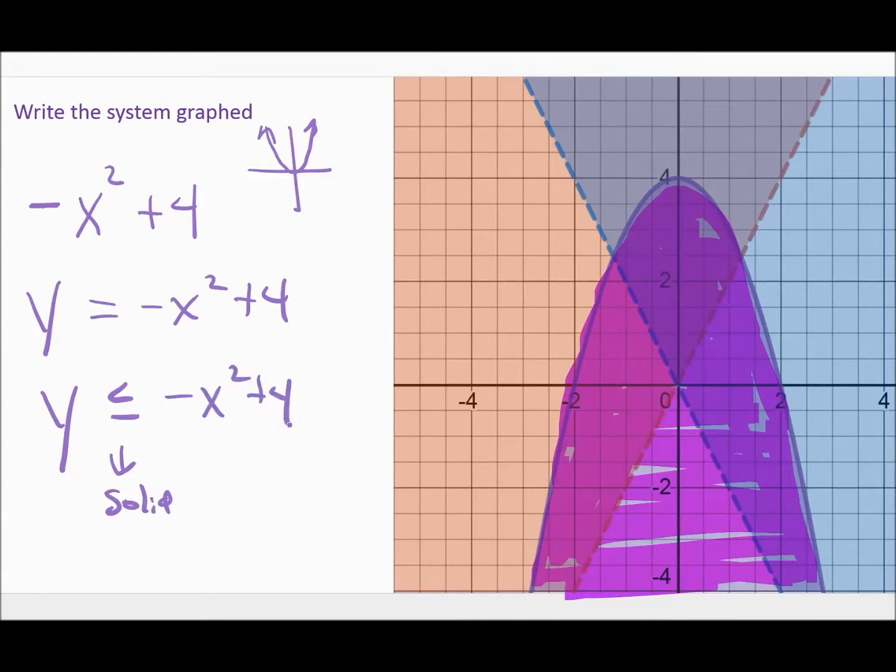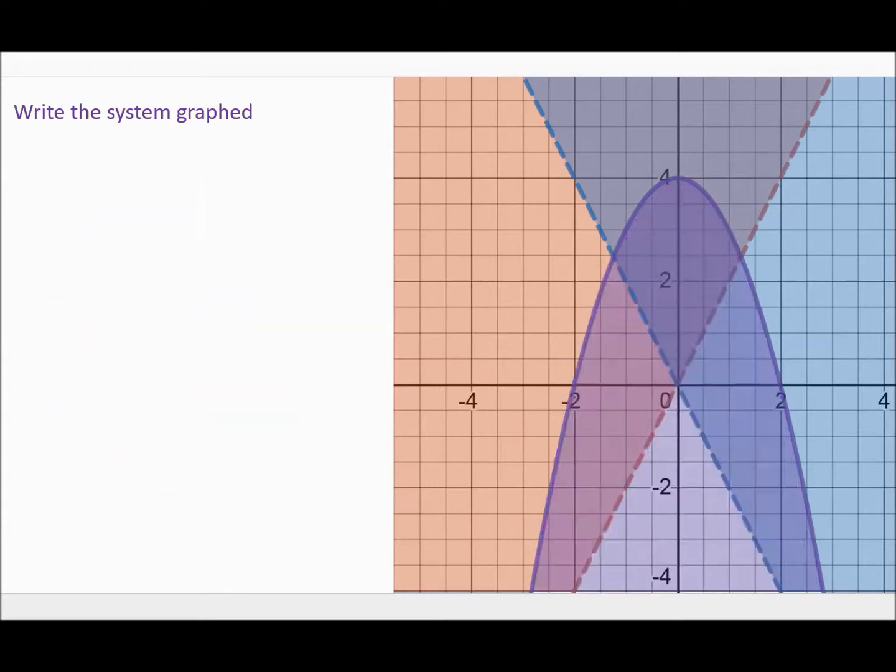And there we have it. So our final answer is to put all of that together. If you'll remember, we did our blue line first: y is greater than negative 2x. And then our red line was y is greater than positive 2x.